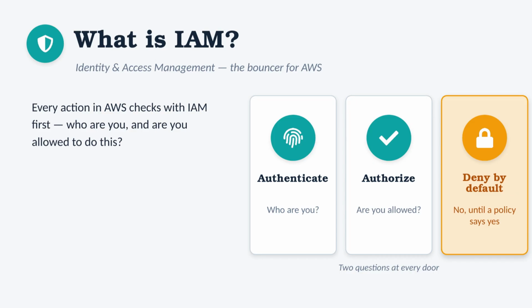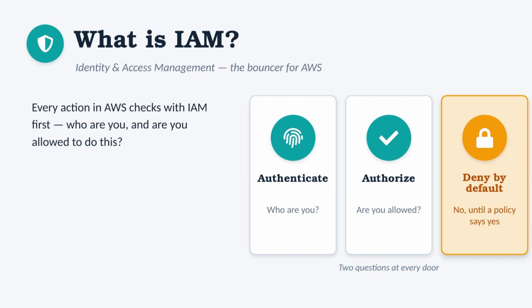Let's break it down. IAM stands for Identity and Access Management. It's the service that controls access to everything else in your AWS account. Here's why it matters so much. Every single action in AWS, creating a server, reading a file, deleting a database, goes through IAM first. IAM is the bouncer at the door of every service.